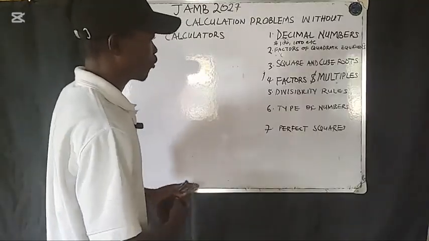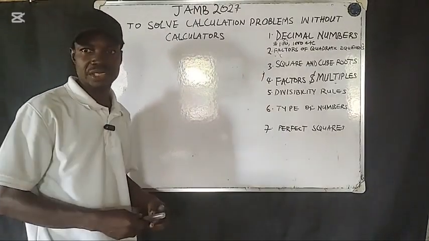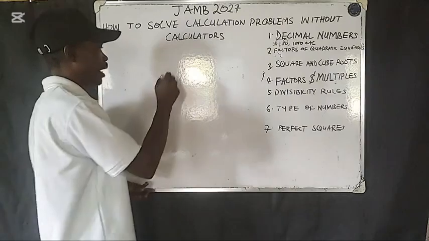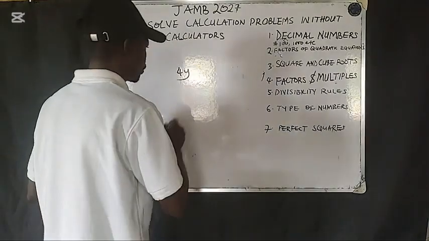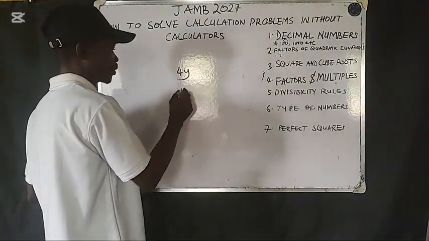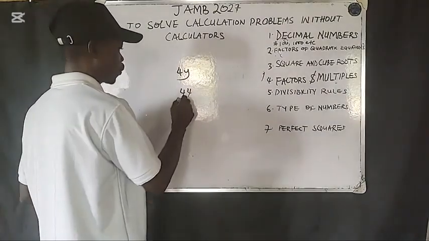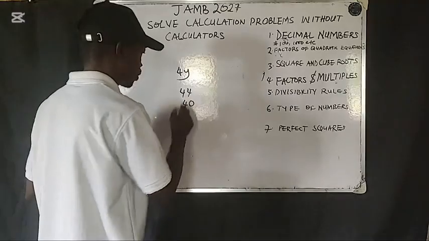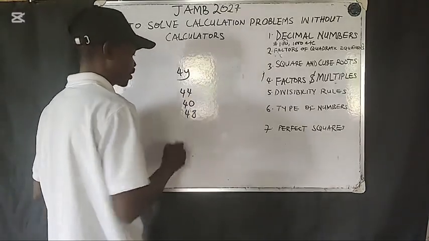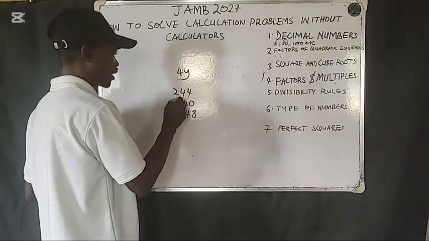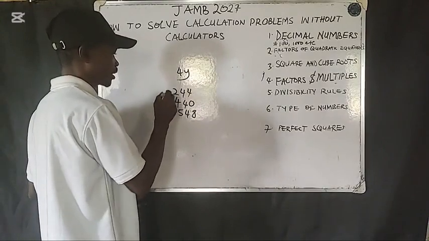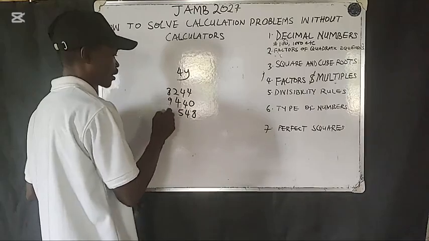So how do we know that 4 can divide a number? The last 2 digits, right? Let's say 4y. So y can be 4, right? y can be 0 and y can be 8. So let's add whatever we like here.